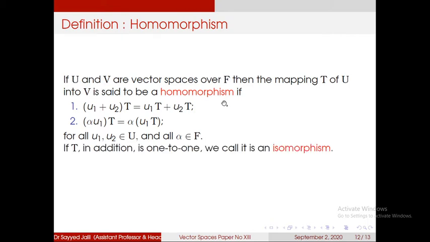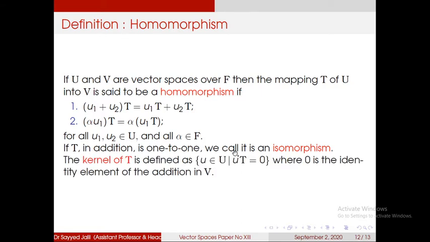If in addition T is 1-1, that is injective, then we call it an isomorphism. And the kernel of T is similar to what we have in group theory, the kernel of a homomorphism. For a group, it is the collection of all elements of the domain whose images are 0. So here the kernel of T is again defined as the collection of all elements of the domain such that the image is 0, where 0 is the identity element in V, that is the codomain.